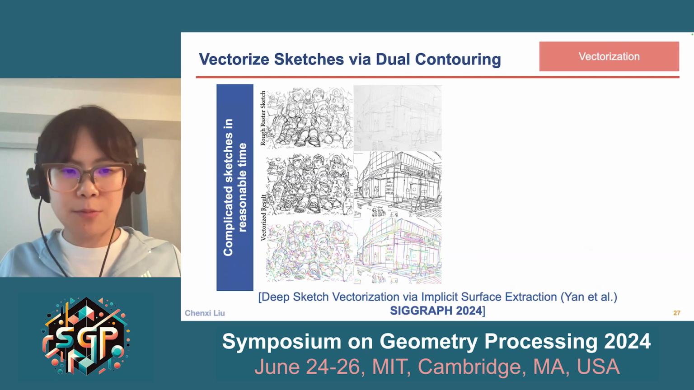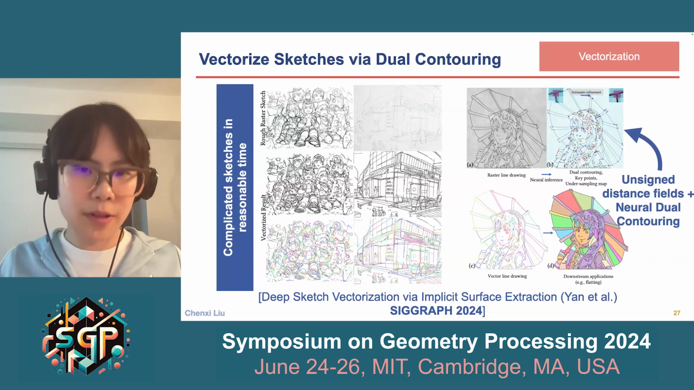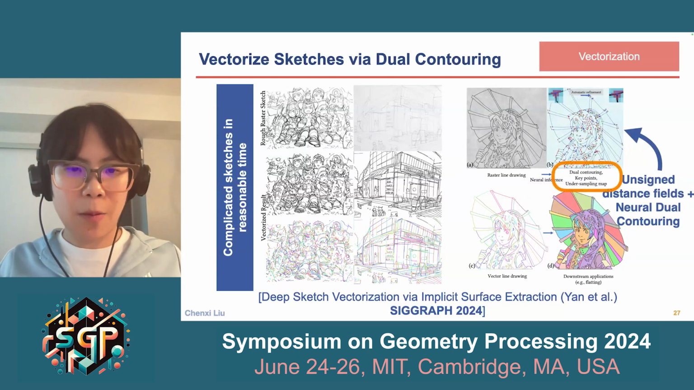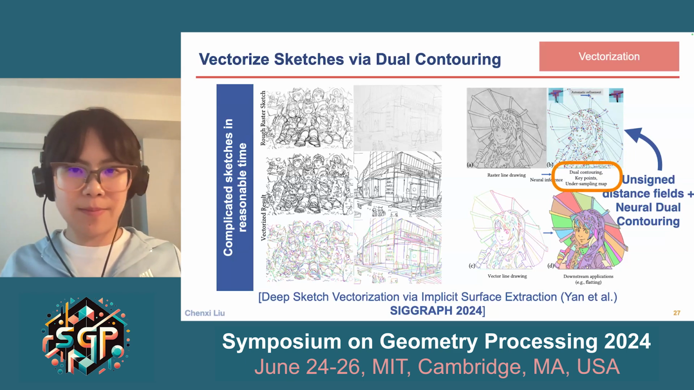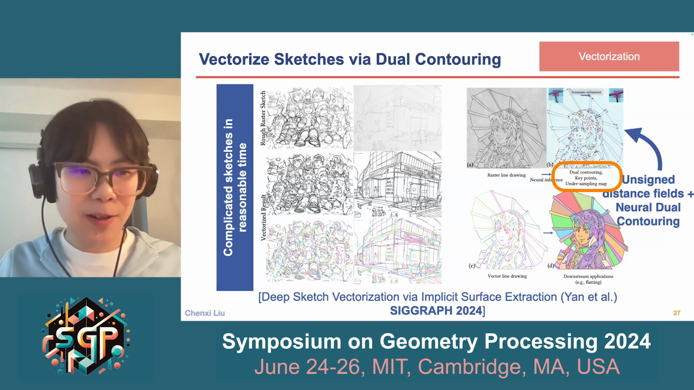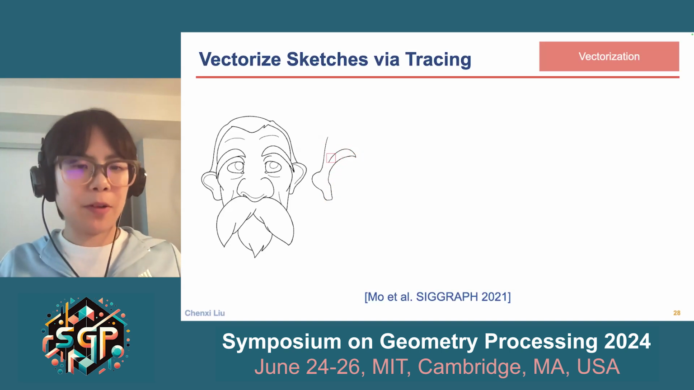The key idea is to predict the unsigned distance field, as mentioned, and extract topology via neural dual contouring. Overall, to achieve this performance, they have a bag of neural components, as we can see over there. And they are all connected together in a pretty complicated way. So you can read their paper or go to their talk later. This last paper takes a very different approach.